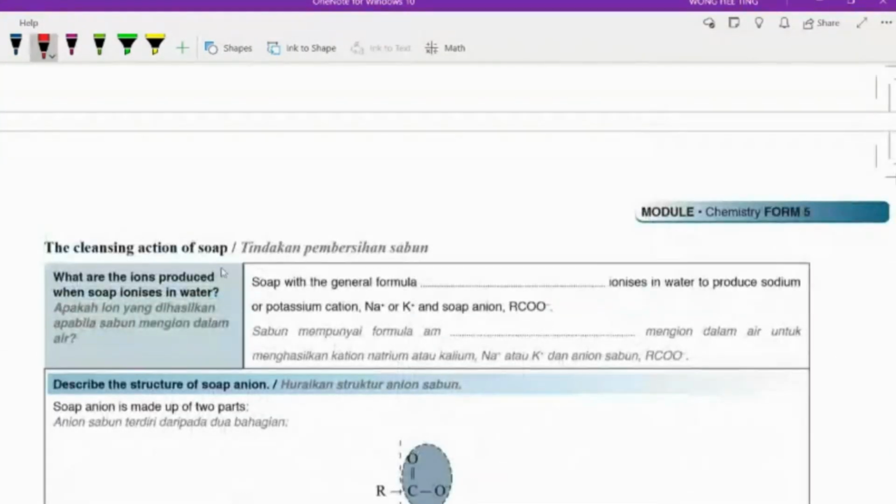Okay, now this part is more important. This one everybody must know. The cleansing action of the soap or detergent is almost the same. So what are the ions produced when the soap ionizes in water? The general formula for the soap is RCOO-Na+ or RCOO-K+. When it ionizes in water, it produces sodium or potassium ions and the soap anions RCOO minus.